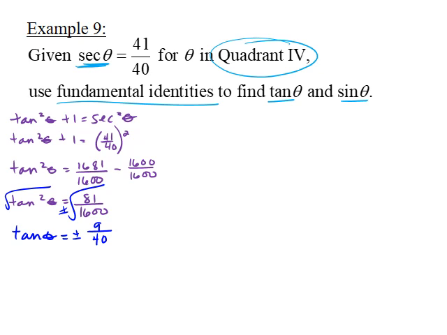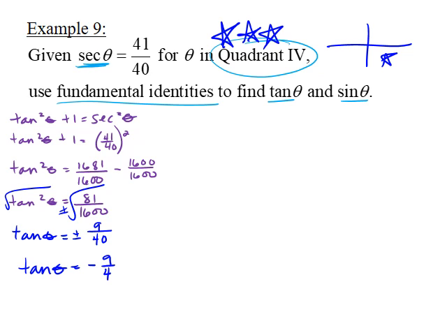Okay, now you're probably wondering, well, is tangent positive or negative? This is where this quadrant 4 comes in handy. In quadrant 4, tangent is negative. So we know that tangent of theta is negative 9/40. We have just solved one of these.